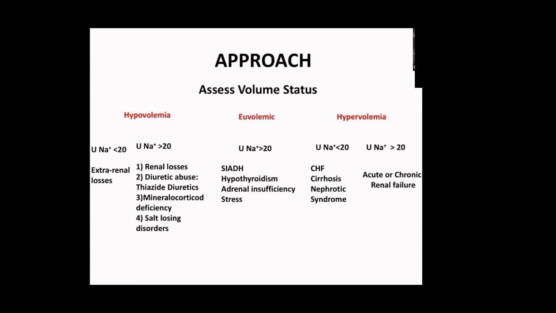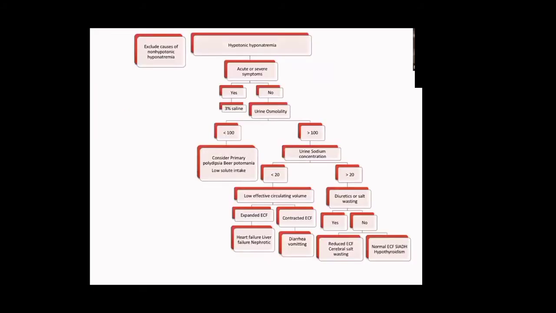The urinary sodium is invariably low in hypovolemic hyponatremia if the disorder is extrarenal. If it is renal, urinary sodium will be high. In hypervolemic hyponatremia, the urinary sodium is bound to be low because the effective blood volume is decreased, so the RAS is activated, which tries to retain more and more sodium and water. But it can be high in conditions like renal failure. Urinary sodium will also be high in euvolemic hyponatremia like SIADH, hypothyroidism, and adrenal insufficiency. So that is the algorithm we can see.